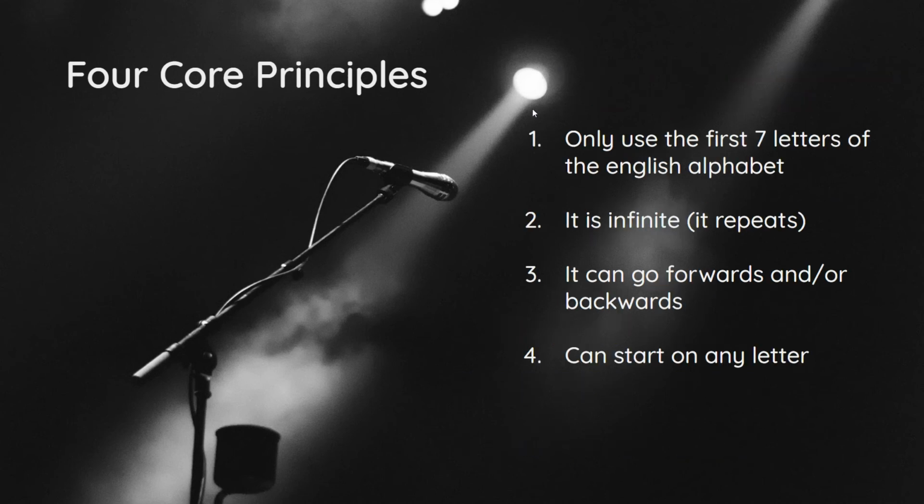So in review, the musical alphabet has 4 core principles, and this is what the musical alphabet is. It is only the first 7 letters of the alphabet. It is infinite, which means it repeats. It can go forwards and backwards, and it can start on any letter. Okay, I know this video was very short, and I hope that you learned something.